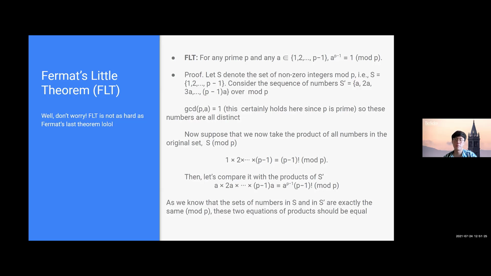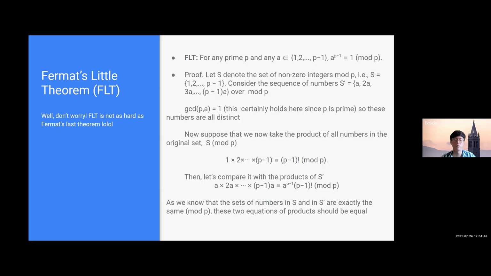So A cannot be a multiple of P. So you can define that these numbers of both sets are all distinct. They have the same cardinality. So we will now take the product of all numbers in the original set, which is 1 times 2 times up to P minus 1, which you can express using factorial, P minus 1 factorial.